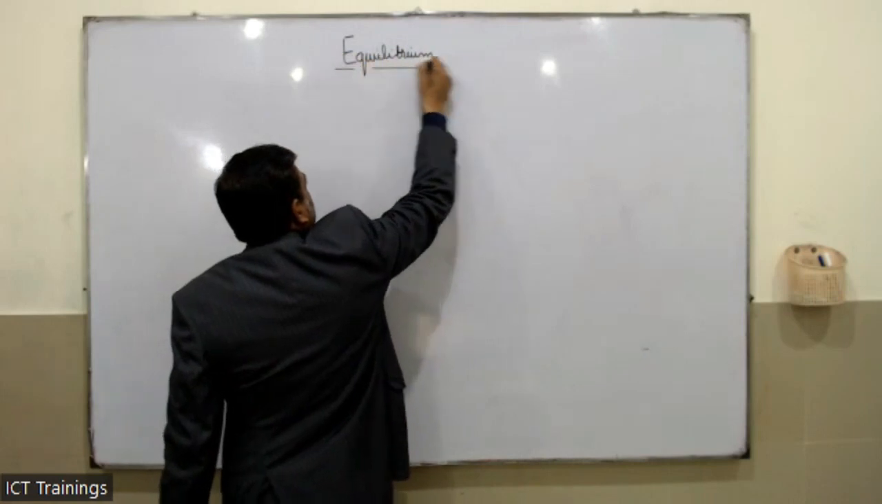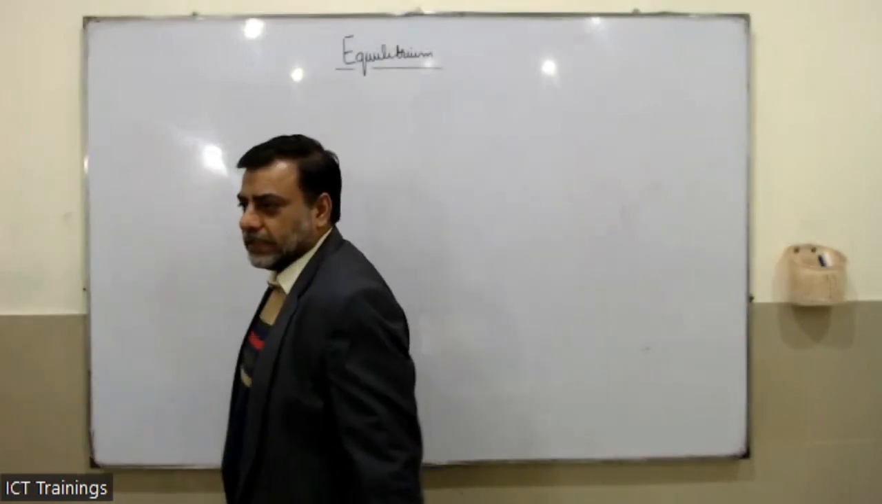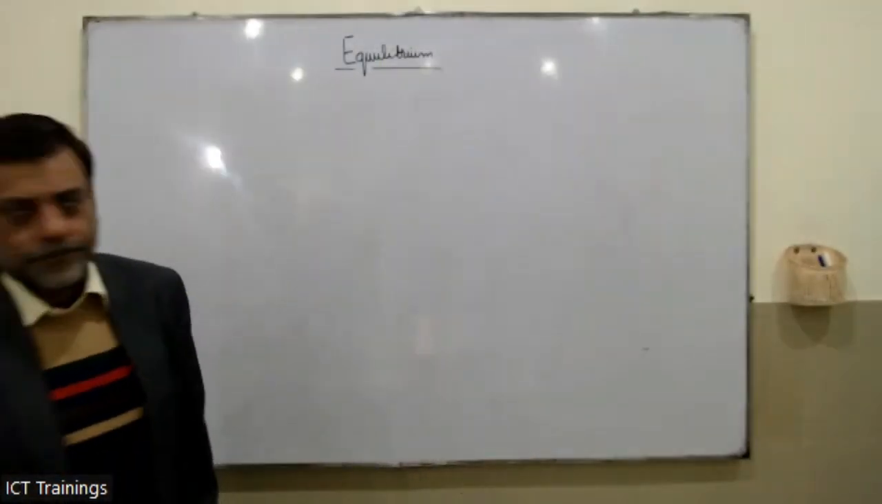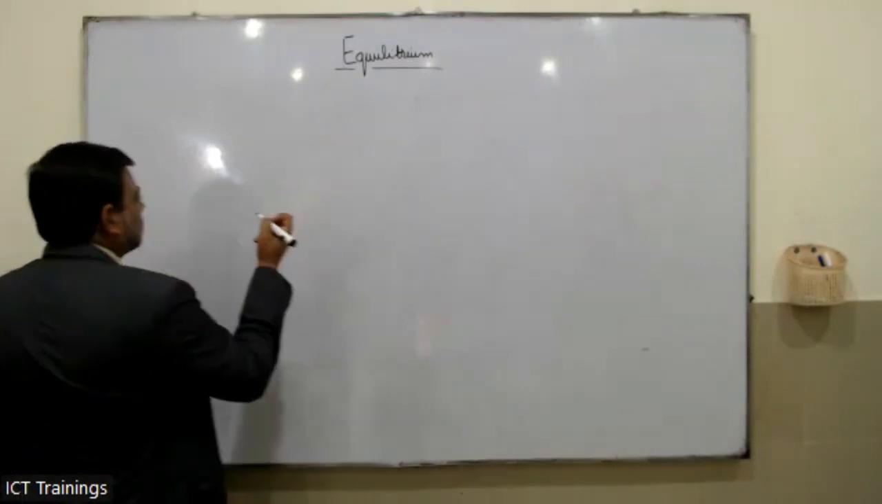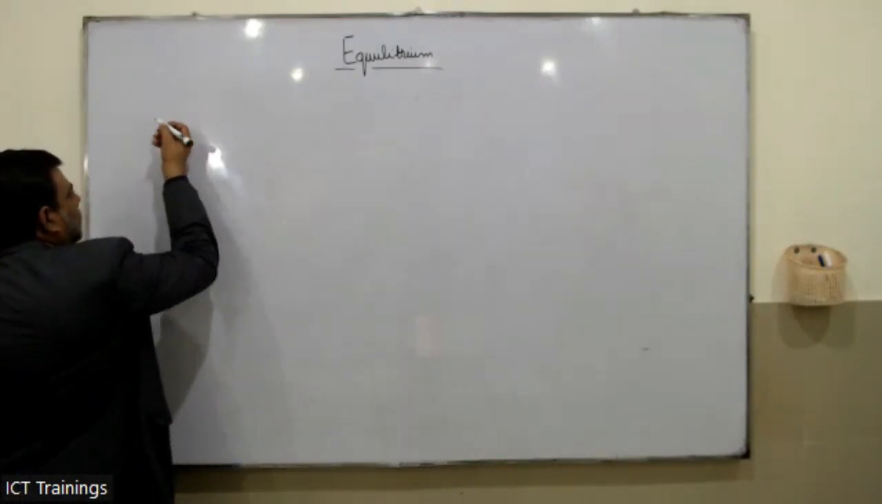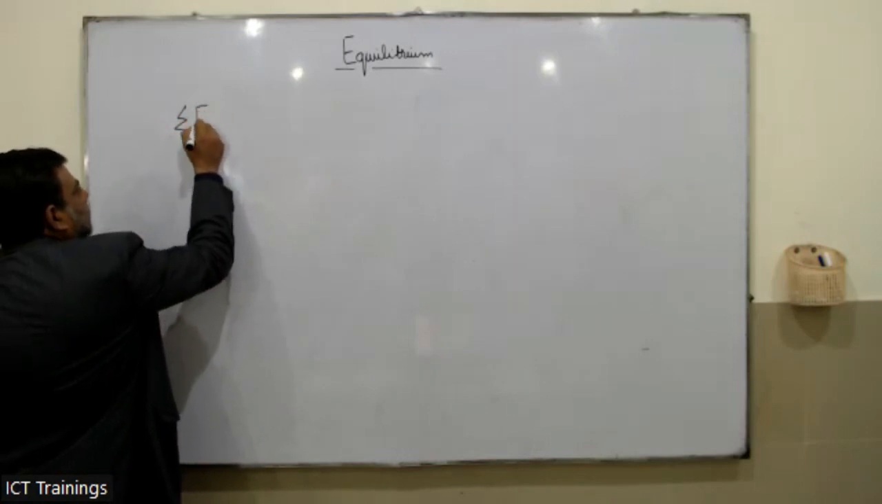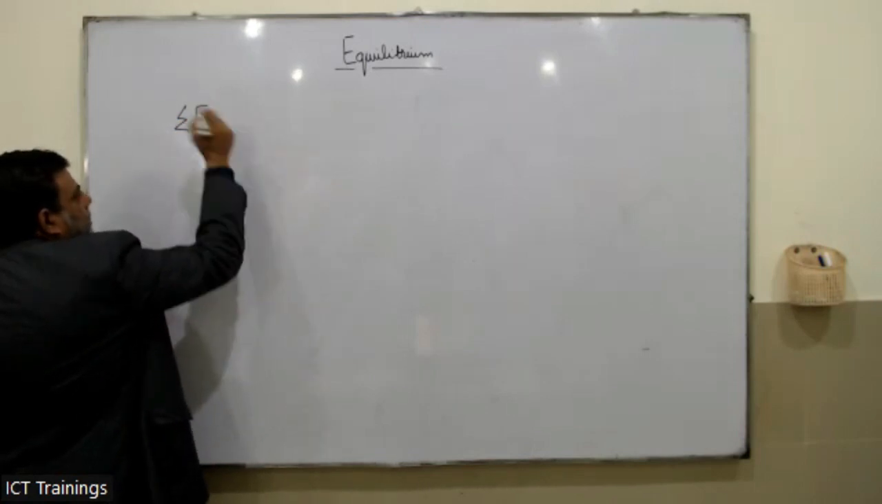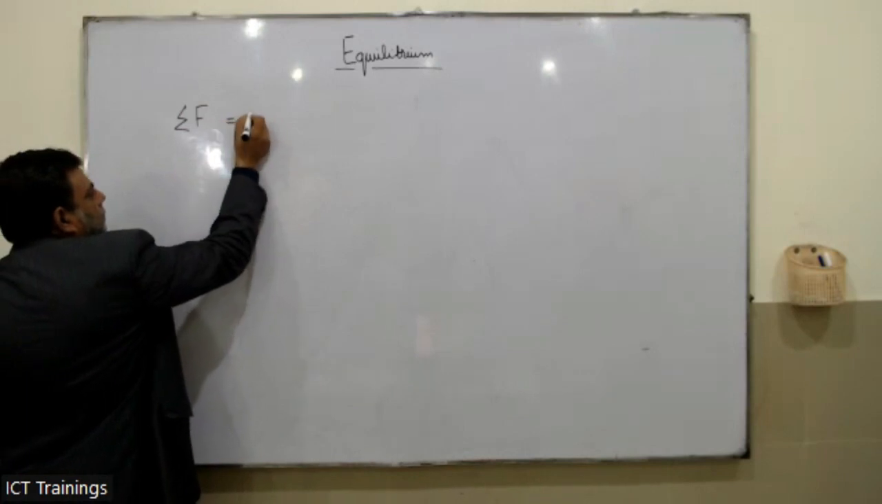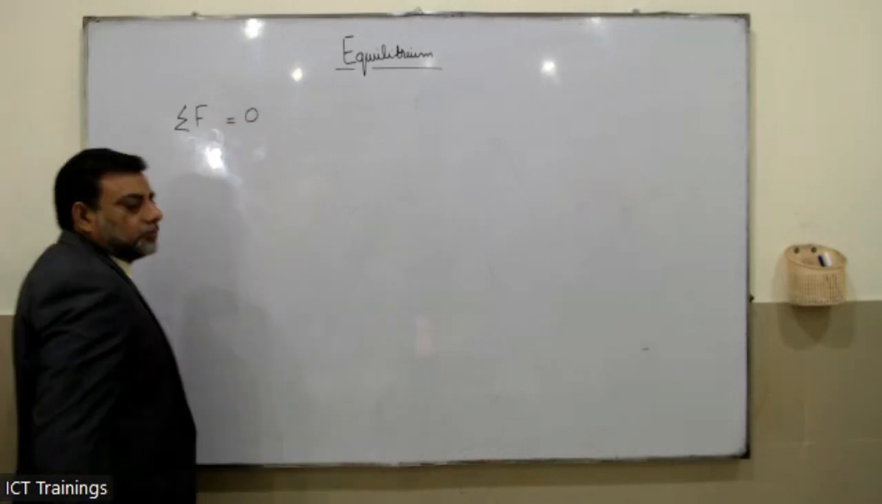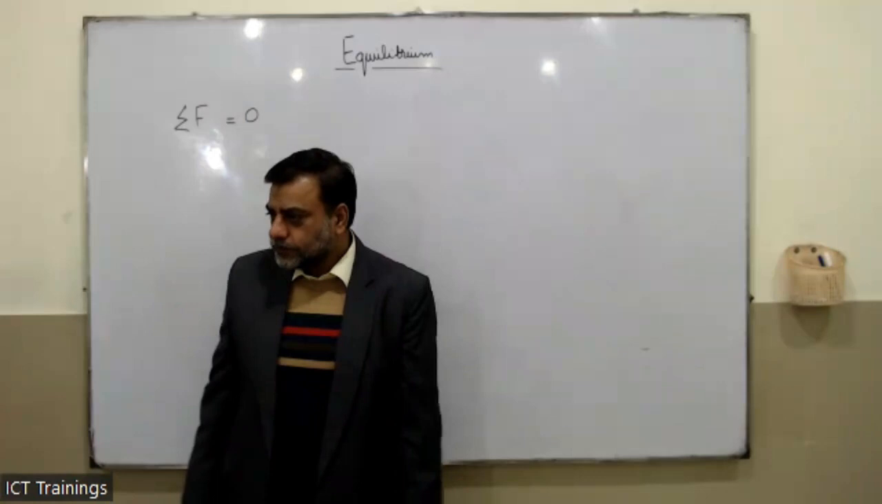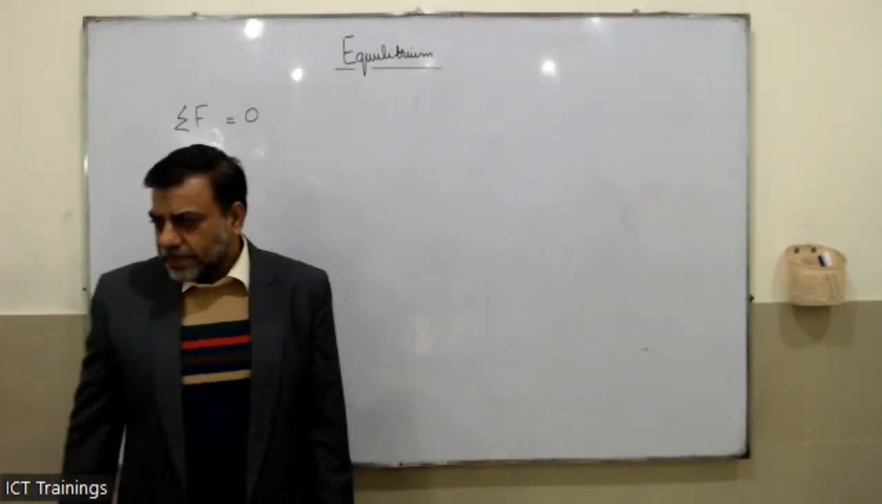Remember, in the beginning we talked about equilibrium, and we said that when the net forces acting on a body, the sum of all the forces, is equal to zero, then the object is in equilibrium, right? You remember? Do you remember a little?